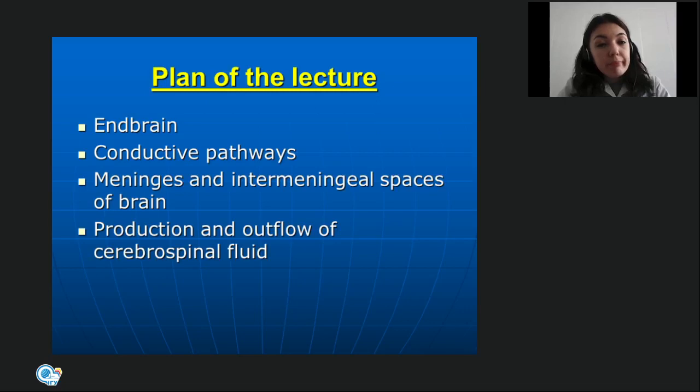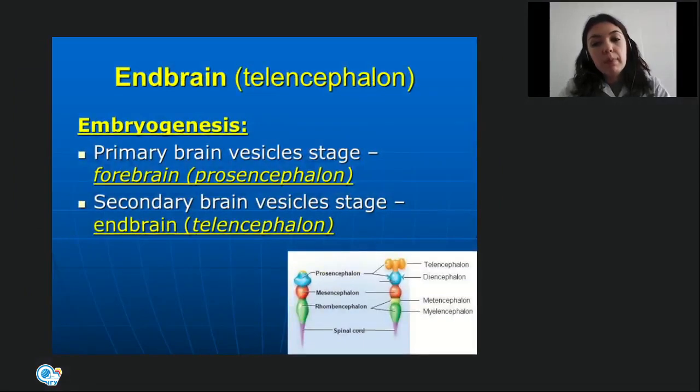Today we will discuss the following issues. End brain first. End brain is telencephalon, then conductive tracts or conducting pathways, meninges and intermeningeal spaces of the brain, and production and outflow of cerebrospinal fluid. So these will be the main points which we will talk about today.